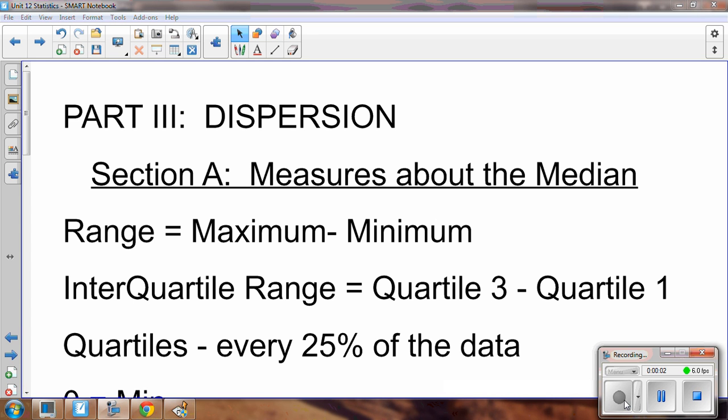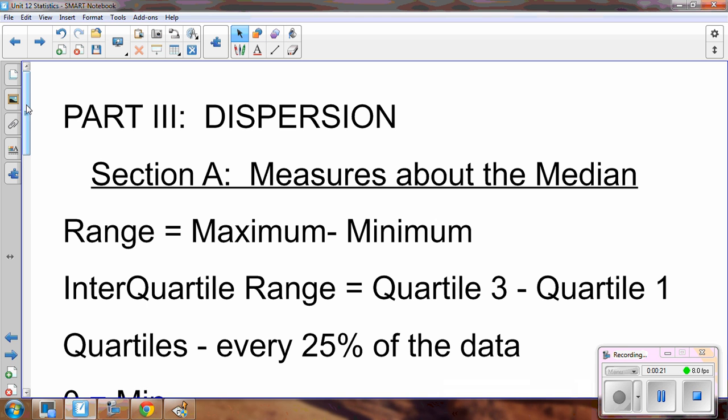This is Unit 12, Statistics, video number 3. We're going to talk about dispersion. This video will probably be just an introduction, and we will get more in-depth in further questions in the second video on this topic. So this probably will take 2 videos.